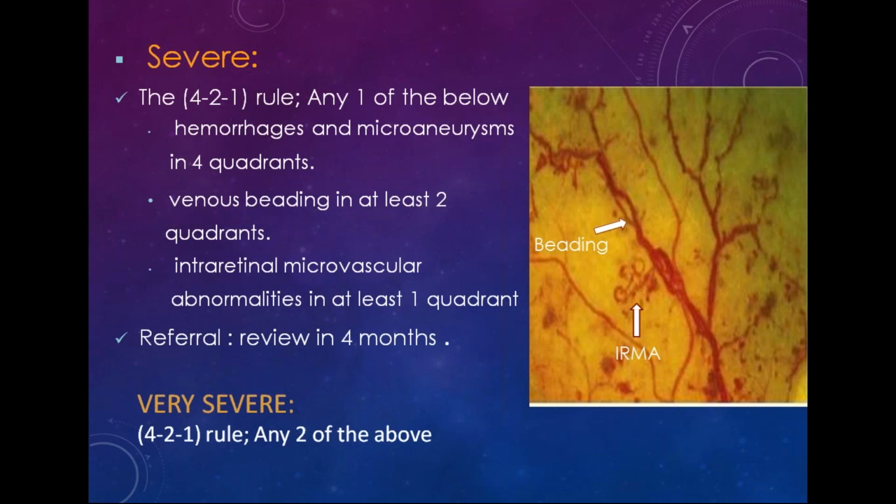Severe means the 4:2:1 rule. Hemorrhages and microaneurysms in all 4 quadrants, venous beading in 2 quadrants, IRMA, intraretinal microvascular abnormalities, in one quadrant. If any one of the 4:2:1 rule is present, it is called severe diabetic retinopathy. If any two of the above are present, it is called very severe diabetic retinopathy. This is the classification of diabetic retinopathy.